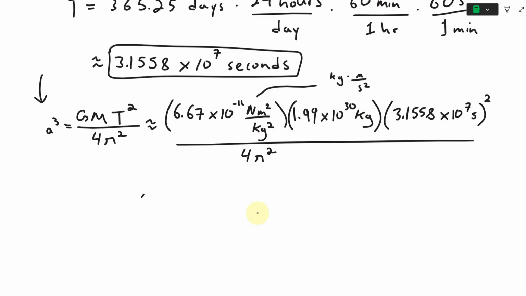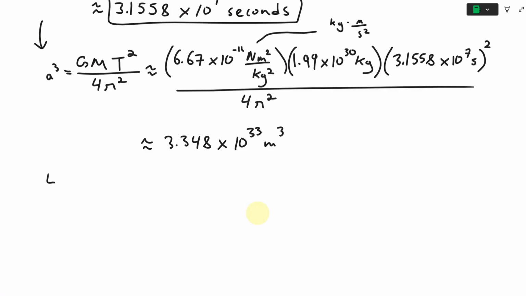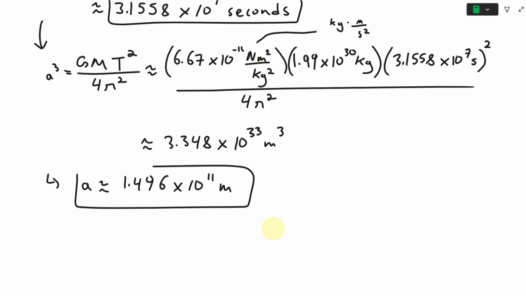So this is going to equal, roughly, when you plug this into the calculator, 3.348, around there, and I'll do a calculation check soon, times 10 to the power of 33, and now we have the units of meters cubed. What that means is we take the cube root of it. So A is going to be the cube root, which equals 1.496 times 10 to the power of 11 meters. The cube root gives meters, so that's the length of the semi-major axis.